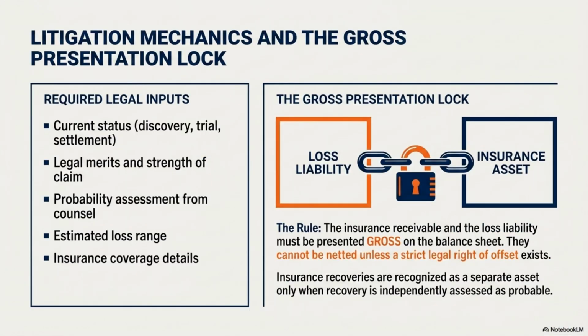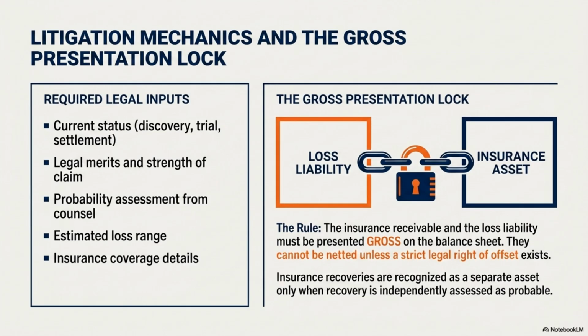When you have a litigation contingency, the accounting team cannot make the probability call alone. The left side of this slide lists what you need from legal counsel before you can complete your analysis. You need the current status of the matter, whether it is in discovery, at trial, or in settlement discussions. You need counsel's view on the merits and the strength of the claim against the company. You need an explicit probability assessment. You need an estimated range of possible damages. And if there is insurance coverage involved, you need those details too.